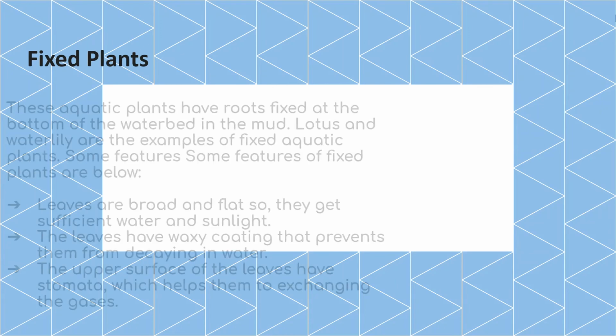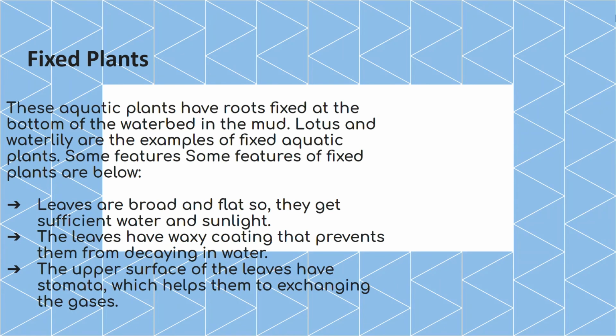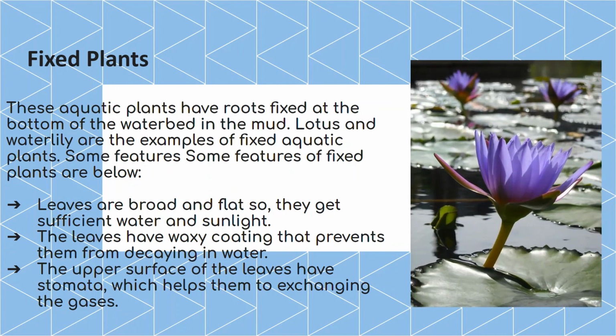Fixed plants. These aquatic plants have roots fixed at the bottom of the waterbed in the mud. Lotus and water lily are examples of fixed aquatic plants. Some features of fixed plants are below. Leaves are broad and flat so they get sufficient water and sunlight. The leaves have a waxy coating that prevents them from leaking in water. The upper surface of the leaves has stomata which help them to exchange the gases. This is the picture.